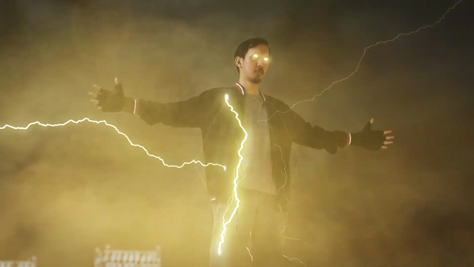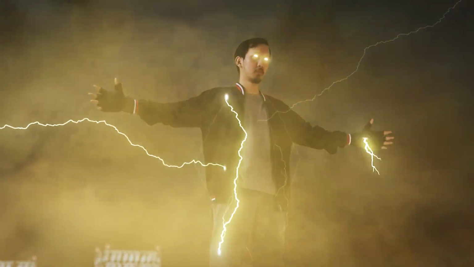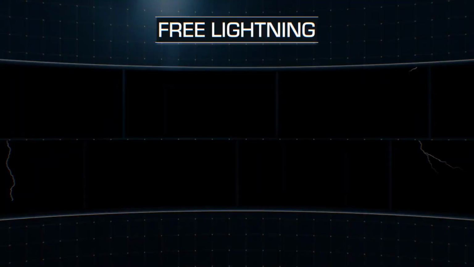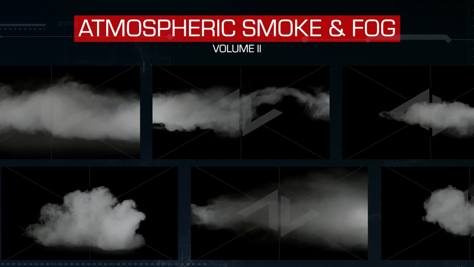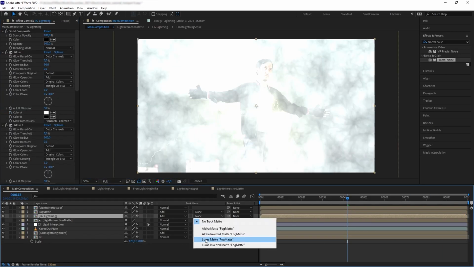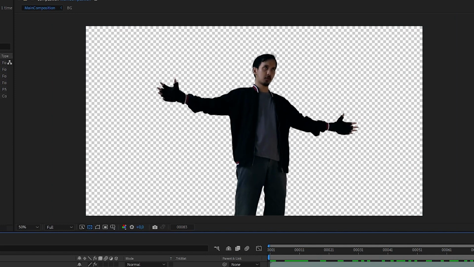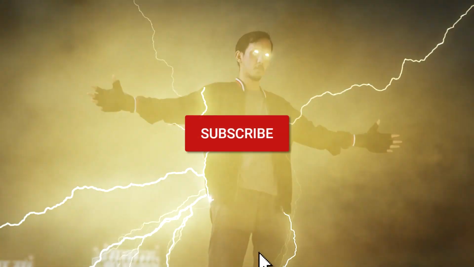In this tutorial, I'm going to show you how to do these electro lightning effects in Adobe After Effects. We will be using ActionVFX's free lightning collection as well as other collections such as Atmospheric Smoke and Fog Volume 2 and Fire Lens Flare. If you want to follow along in this tutorial, you can do so by downloading the plate that I'm using in the description below. So, without further ado, let's get started.